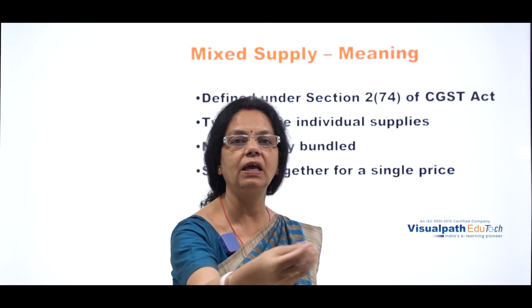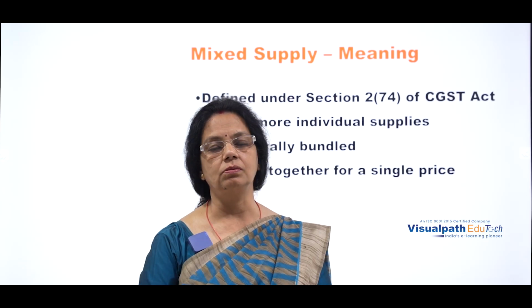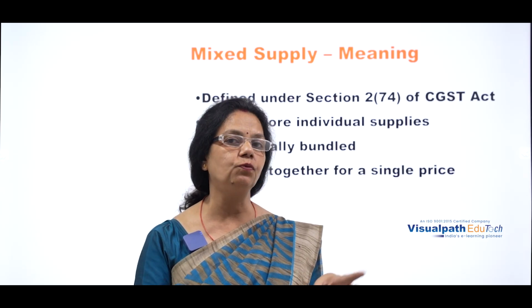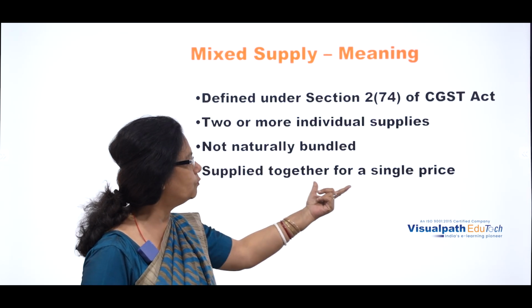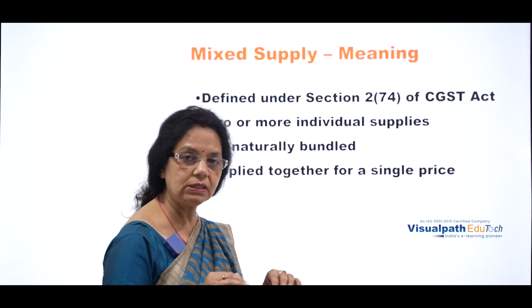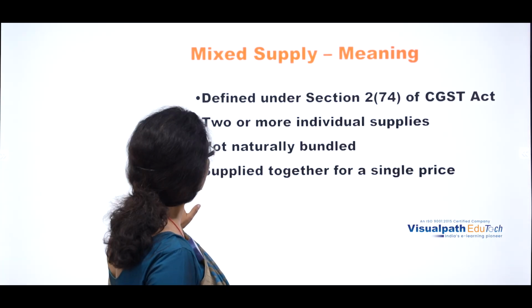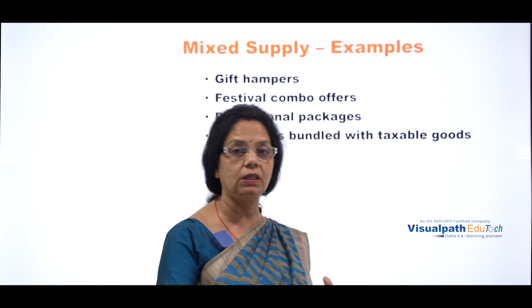You can give it to somebody else also. You can distribute also. So thereby what happened? Their identity will remain the same as it is. So that is a mixed product supplied together for a single price. This is what we have already discussed about the mixed product. I don't want to continue with this one.